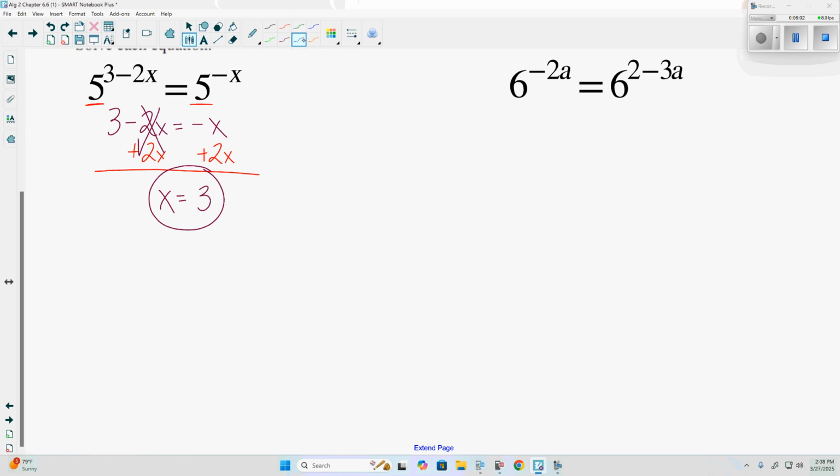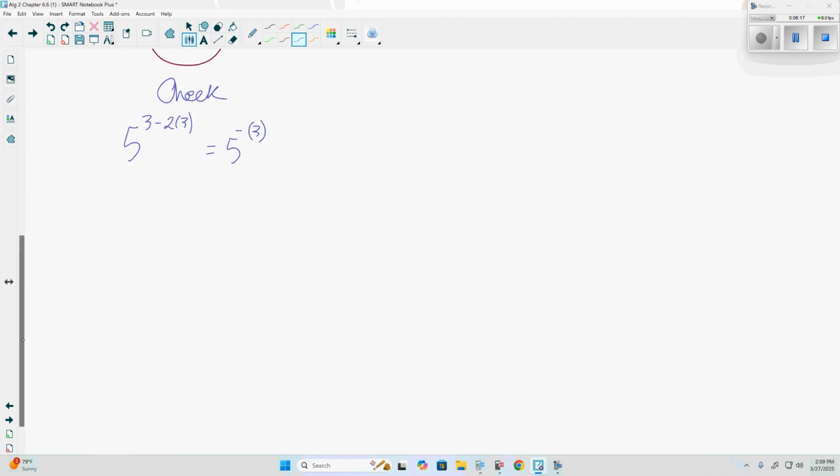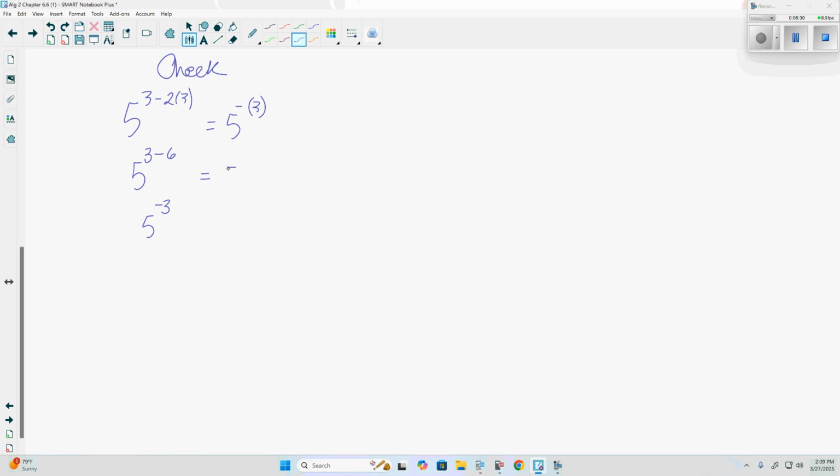Now, if we want to, we can check and make sure this works. All that is, I take our value of x that we got, 3, and plug it back in. And we just make sure that both sides are the same. On the left-hand side, we have 3 minus 2 times 3. Negative 2 times 3 is negative 6. 3 minus 6 is negative 3. On the right-hand side, negative 3 is just negative 3.